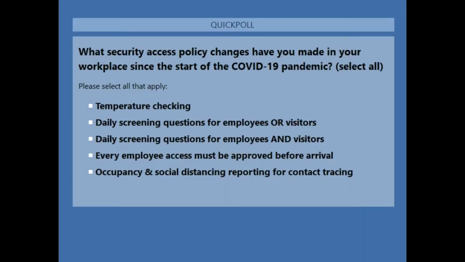Sure. So there it is back on the screen. We'll ask you to vote in the second poll as well. And as you can see there, it's what security access policy changes have you made in your workplace since the start of the COVID-19 pandemic? And here you can select all that apply, please. So that's temperature checking, daily screening questions for employees or visitors, daily screening questions for employees and visitors, every employee access must be approved before their arrival, and lastly, occupancy and social distancing reporting for contact tracing. So please let us know any or all of those that are being put in or have been put in place already.